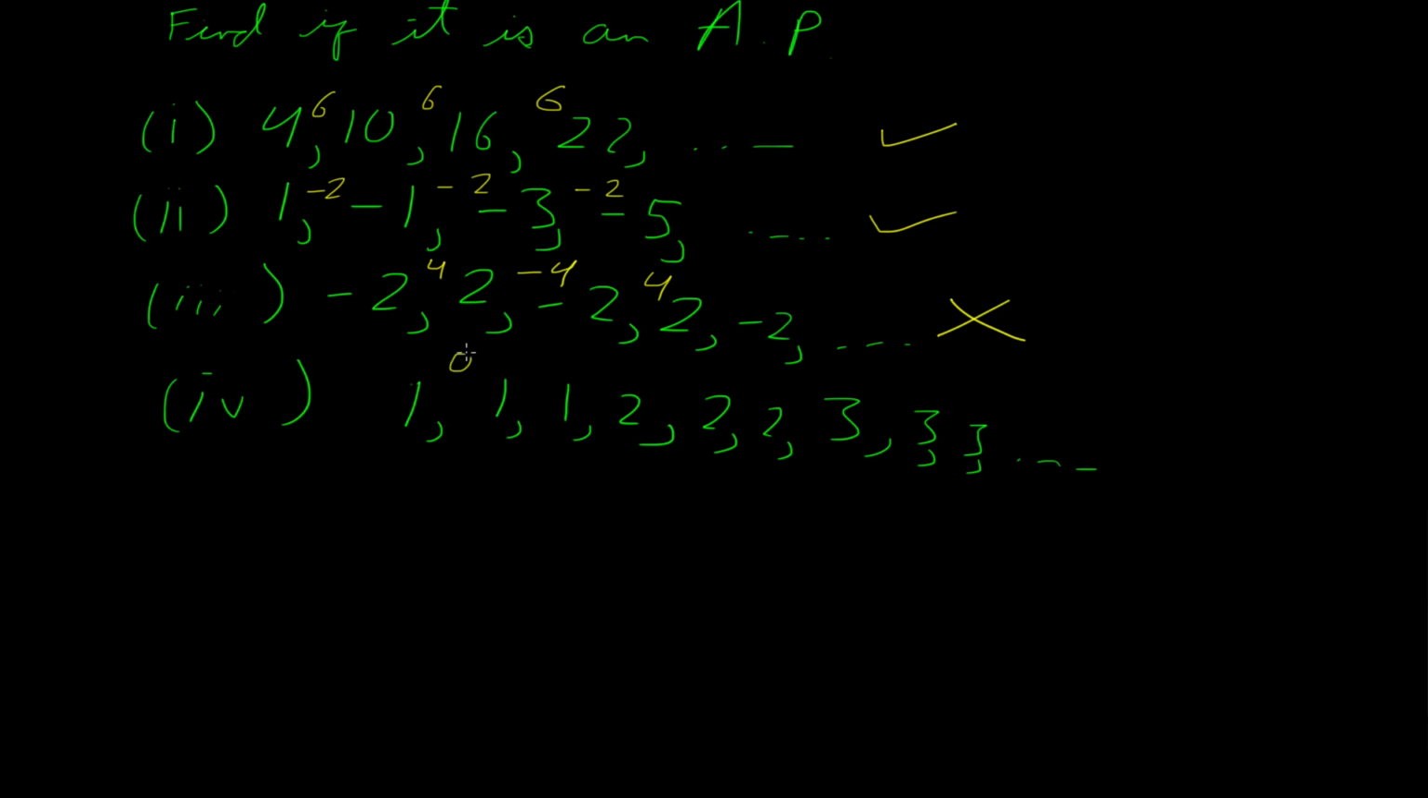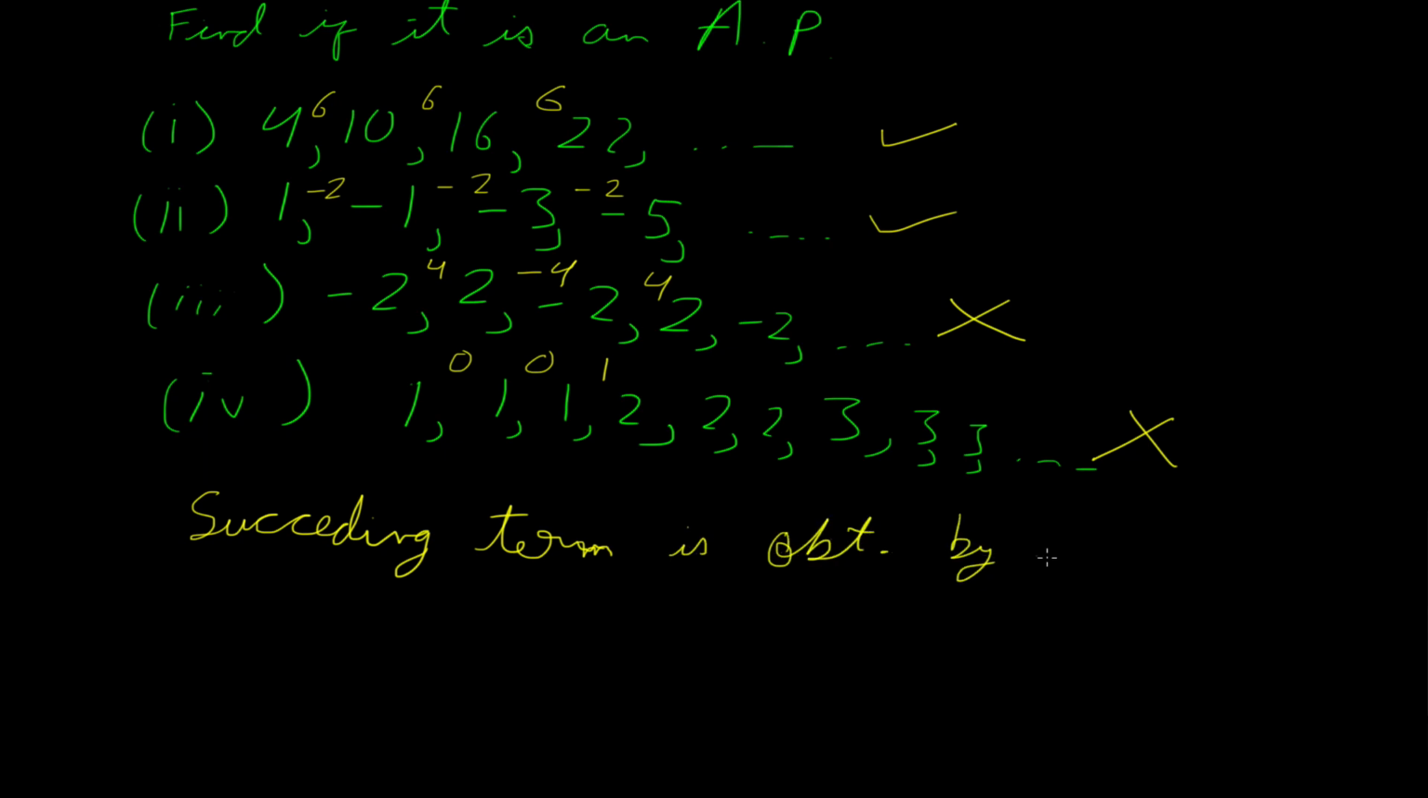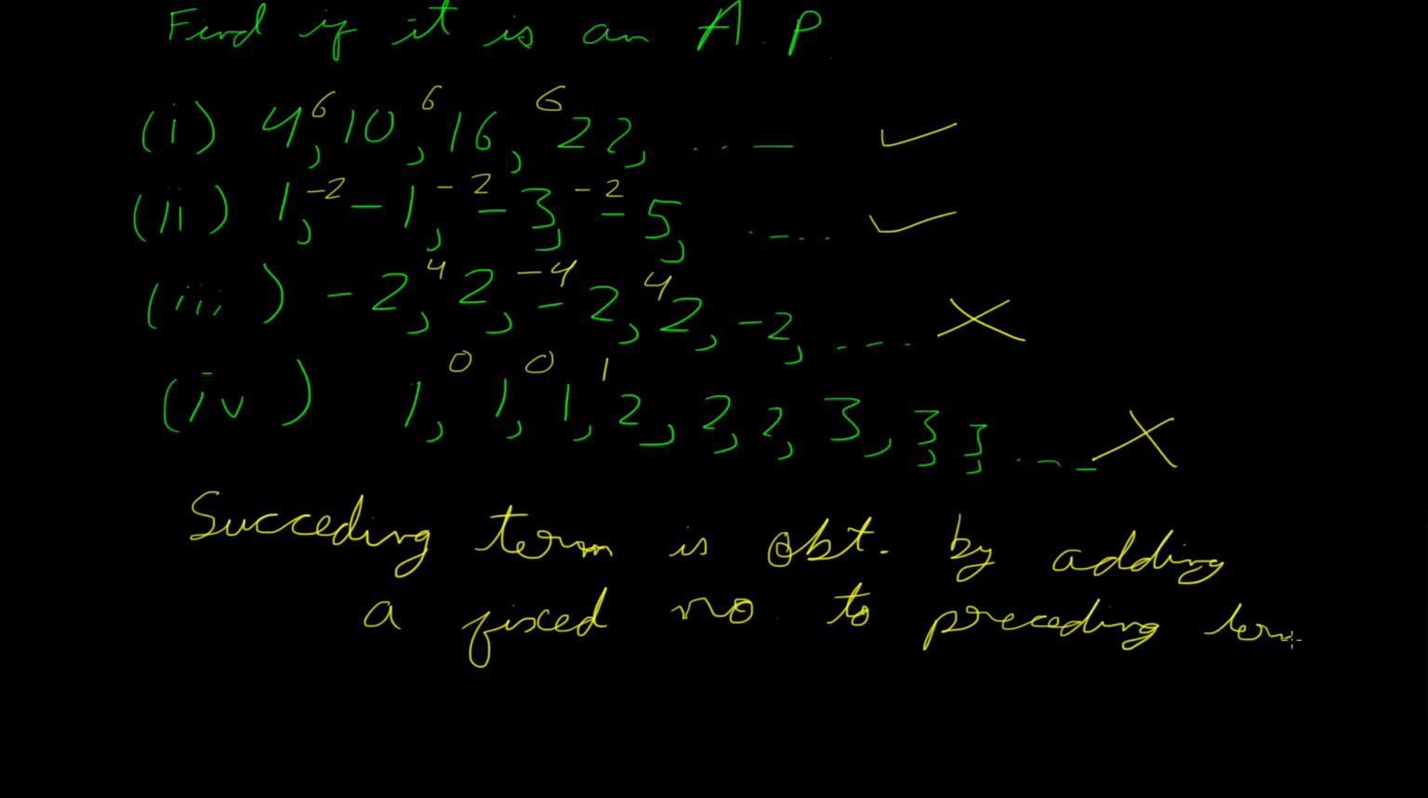Whereas here we have 0, 1 minus 1 is 0, 2 minus 1 is 1. So the difference is changing. So this is again not an AP. This we should keep in mind. Always remember that the succeeding term in an AP is always obtained by adding a fixed number to its preceding term. The fixed number can be positive, negative, or 0.